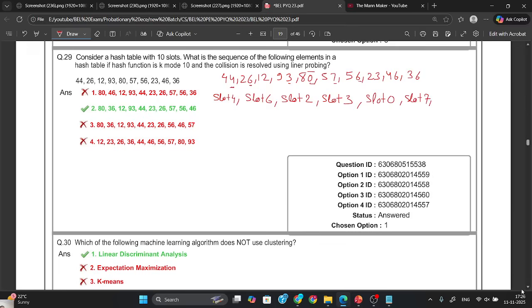Here we have 56, so it is going to occupy slot 6, but slot 6 is occupied by 26. So slot 6 is reserved for 26, so it will again go to slot 7. Slot 7 is also reserved for 57. Now we have slot 8. So in slot 8 it will reserve 56. And then again after 56, 23. Okay, wait, let me clear this.